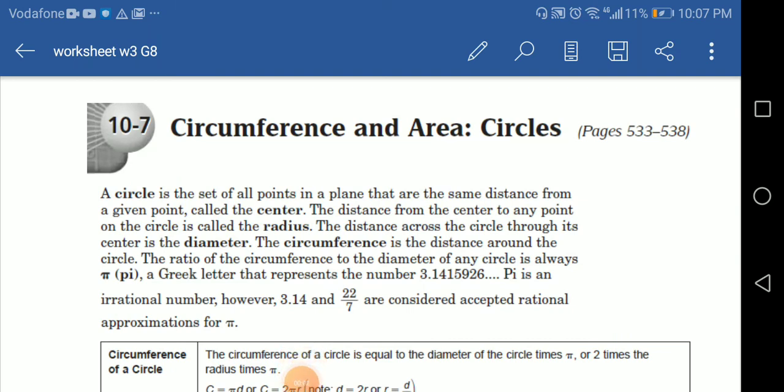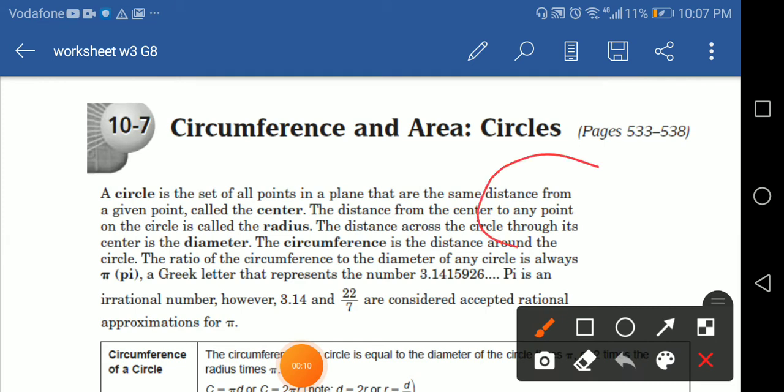I hope you're fine. Today we're going to talk about the circumference and the area of circles. So remember, the circle here is the set of all points in a plane that are the same distance from a given point. This given point is at the center of the circle. We have here this line, the segment which passes through the center of the circle.